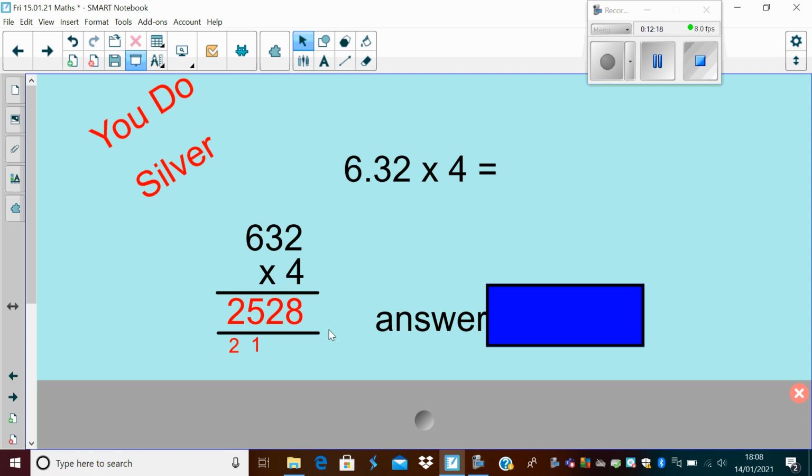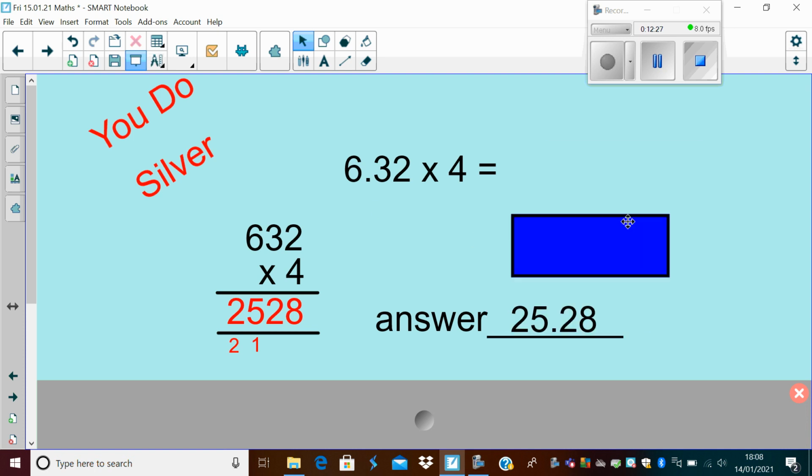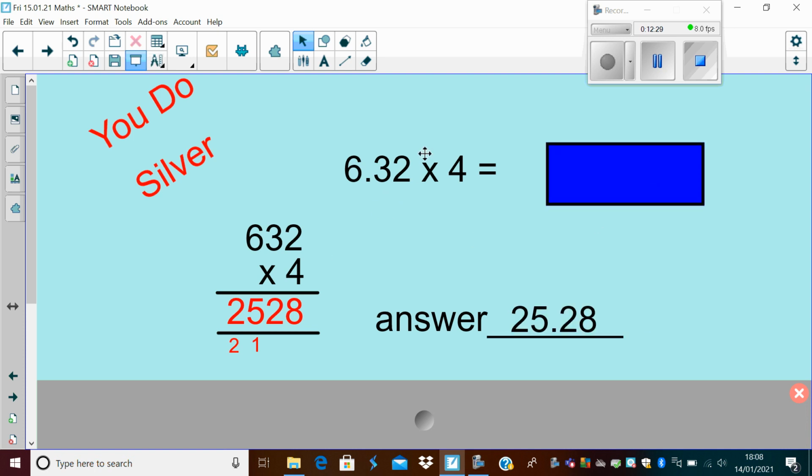At the moment, my answer is 2,528. I know that can't be right because I want my answer to be a bit more than 24 because I estimated it. I count how many decimal places there are. There are 2 decimal places in the question, so I count back 1, 2, and put 2 decimal places in my answer. 25.28 is a bit more than 24. I hope this is making sense to everyone.